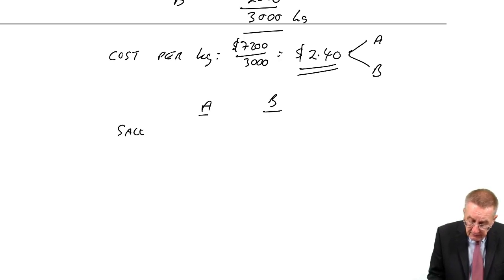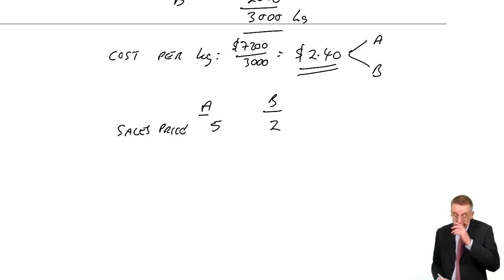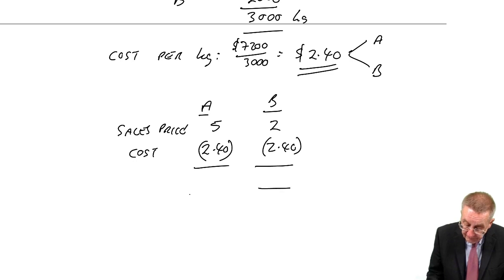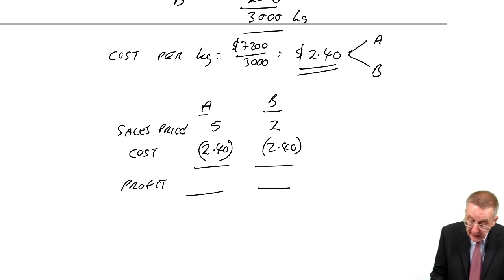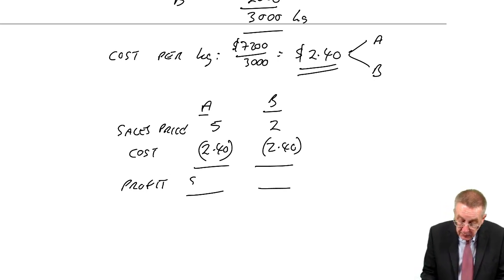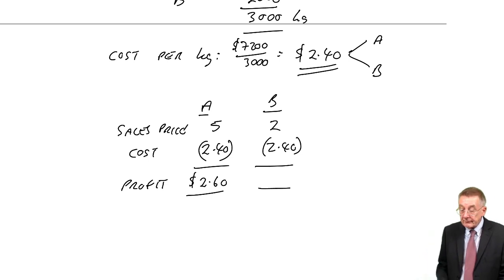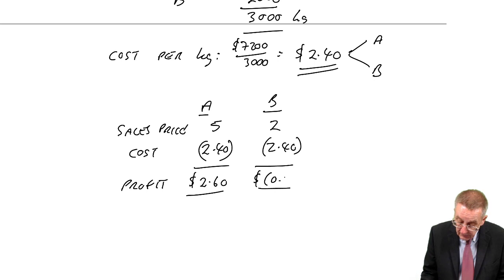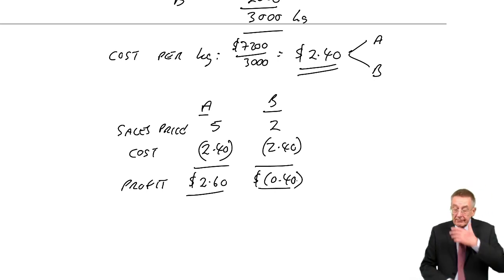A, the sales price of A is $5, of B is $2 per kilo. We're saying the cost per kilo is $2.40 for each of them. And therefore the profit per kilo, A, maybe this is the perfume, is making a nice big profit of $2.60, whereas B is reporting a loss of 40 cents.